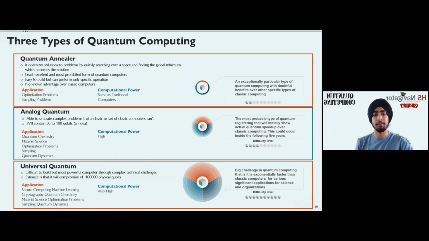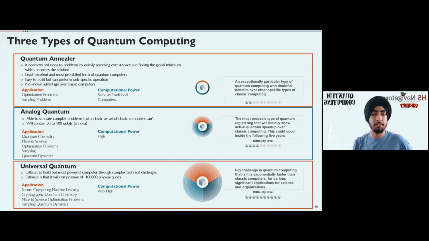They optimize solutions by searching over a search space. As you can see on the right, they're not that difficult to build. And they don't have a lot of benefits over classical computing, so they're not often used, but they can be helpful for some sorts of optimization problems, but they don't have any advantages over traditional computers.